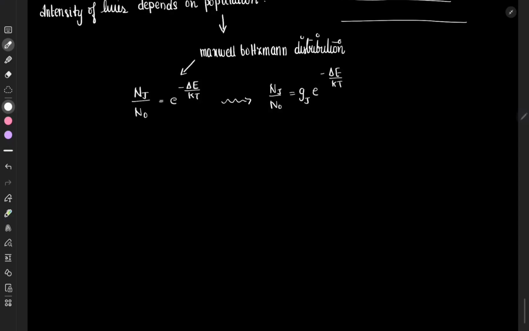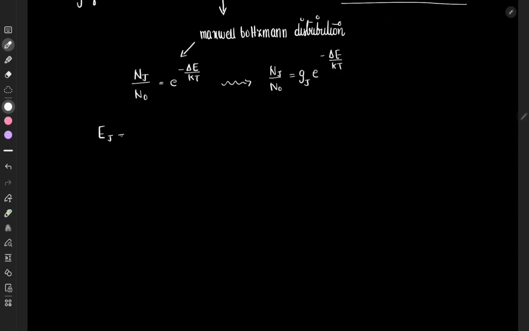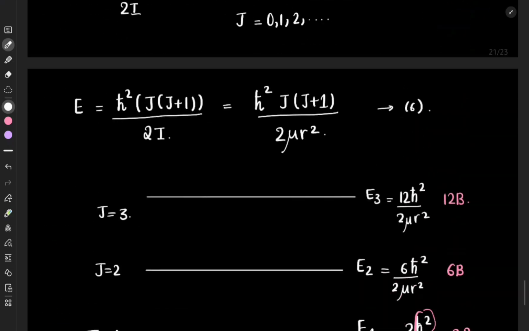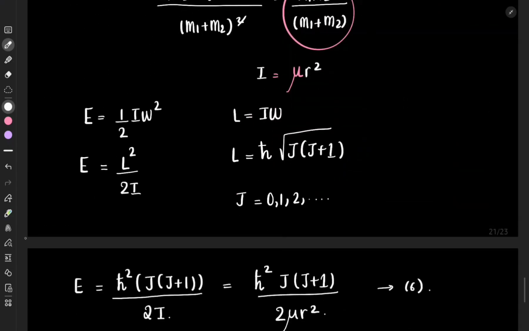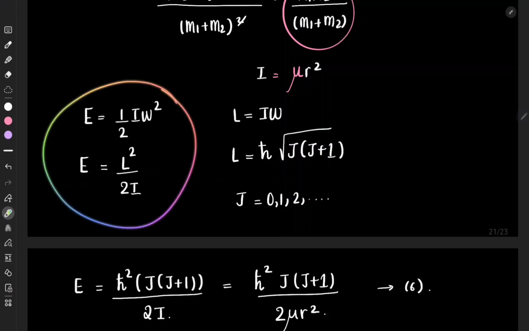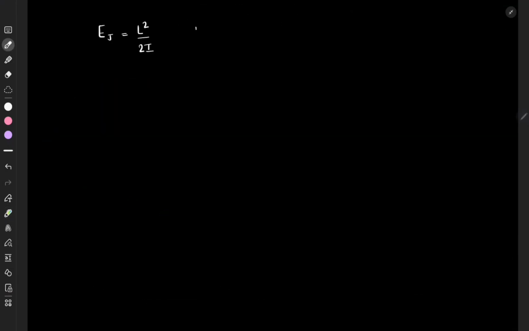Since the rotational energy states of a molecule are related to angular momentum, we can write Ej equal to L squared by 2I. We found this equation in the last lecture. Also, L is nothing but root of J into J plus 1 times h cross. Since L, or J, is quantized in units of h cross, L has both magnitude as well as direction.